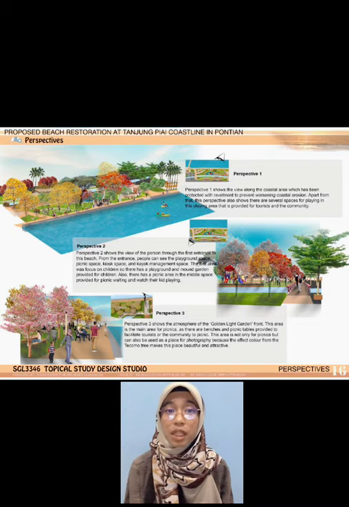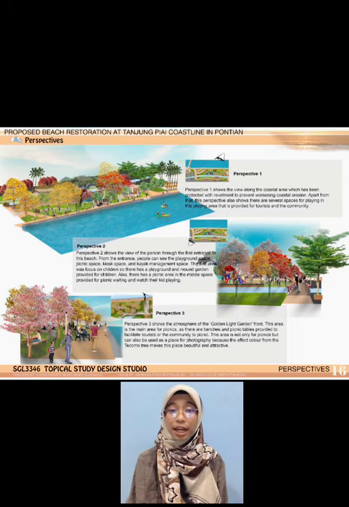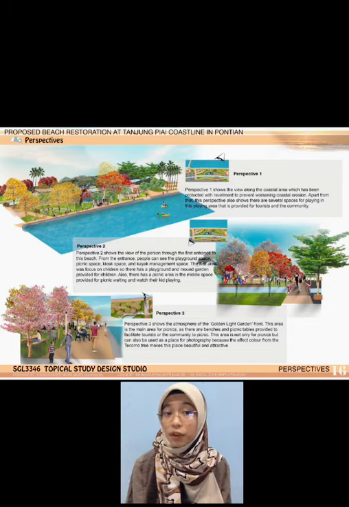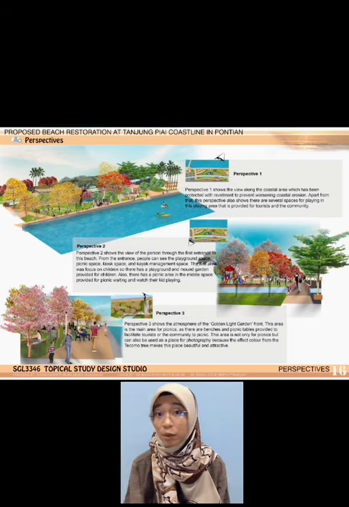Last one is perspective 3. This is taken from the enlargement plan to show the atmosphere of the golden light garden. In front, this area is the main area for the picnic, as there are benches and picnic tables provided to facilitate tourists or the community to picnic. This area is not only for picnic but can also be used as a place for photography, because the color effect from the tokomatsu makes this place beautiful and attractive, like I said before.